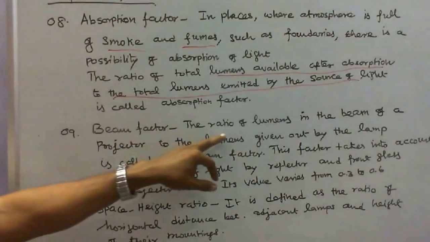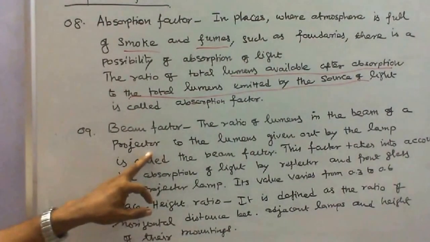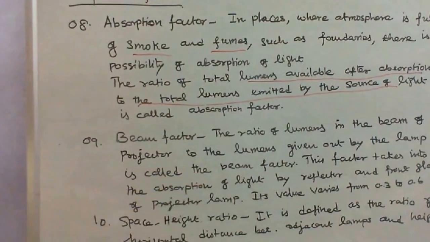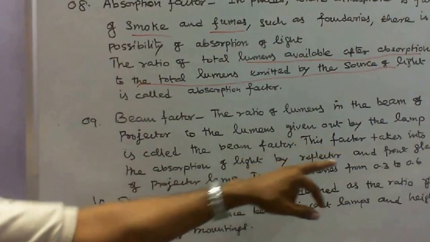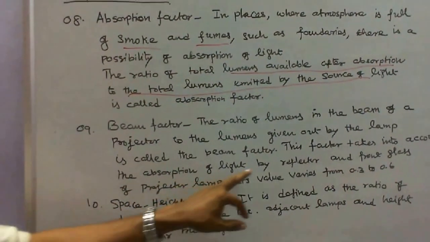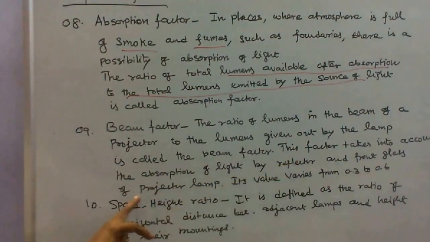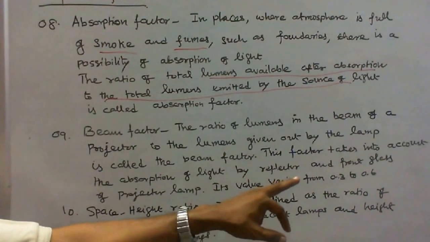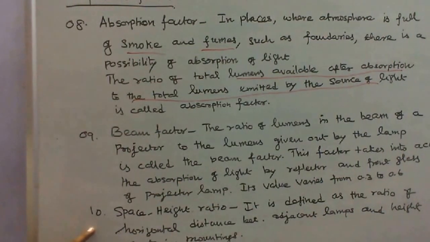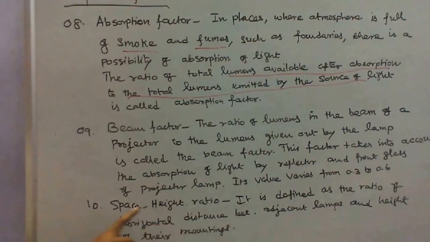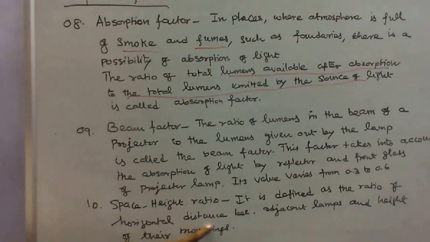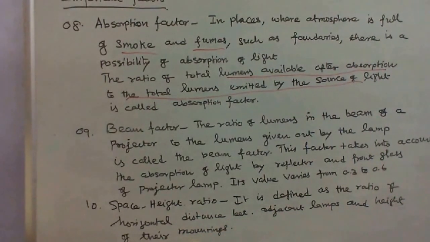The ratio of lumens in the beam of a projector to the lumens given out by the lamp is called beam factor. This factor takes into account the absorption of light by reflector and the front glass of projector lamp. Its value varies from 0.3 to 0.6. The 10th term is space height ratio, SHR. It is defined as the ratio of horizontal distance between adjacent lamps and the height of their mountings.